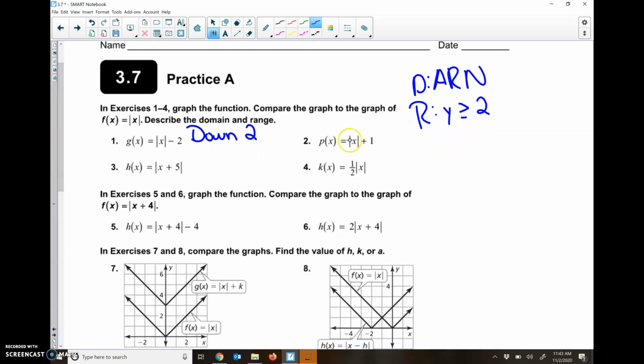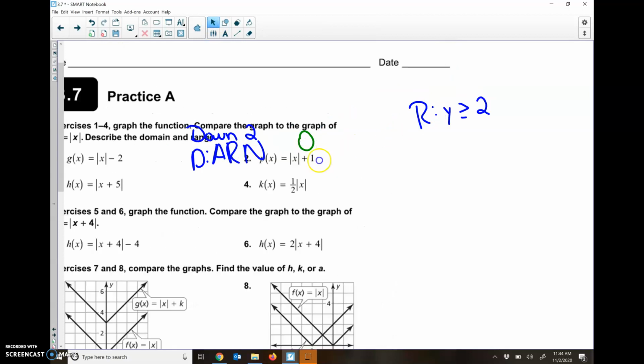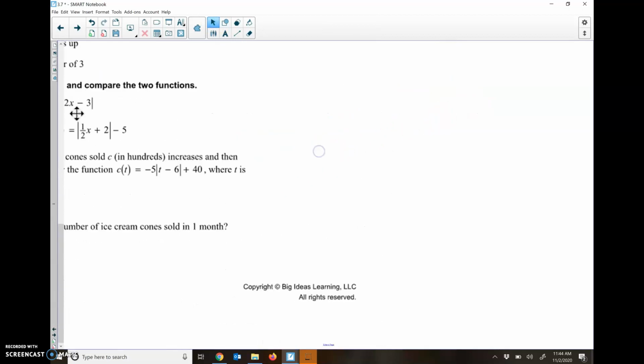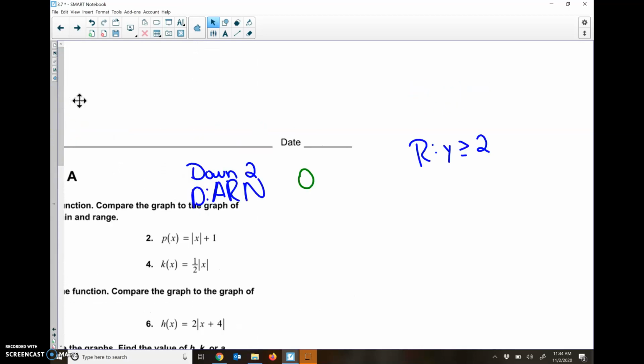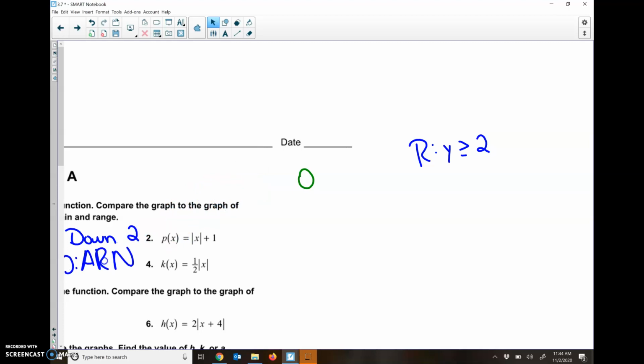Okay. Same thing here with number 2. Let's do this one in green so we're not confused. Let's move this over here. So we went down 2. There's our domain and range.